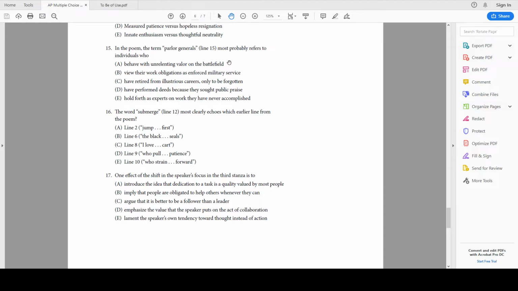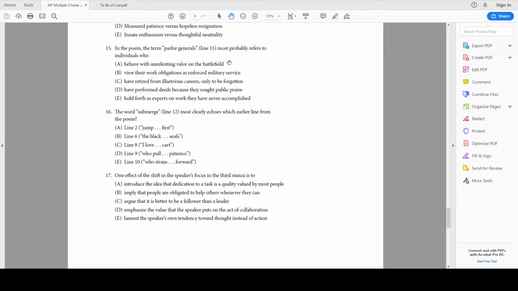If you just see the line parlor generals in question 15 and you see the word generals, maybe a small portion of you are like, battlefields, cool, that's the answer. But obviously that's not. B. View their work obligations as enforced military service. Again, if you read the passage, there's not much to help you with that interpretation. That's just, ooh, I saw the word generals. C. Have retired from illustrious careers only to be forgotten. Okay, once again, this is like, did you read the passage?